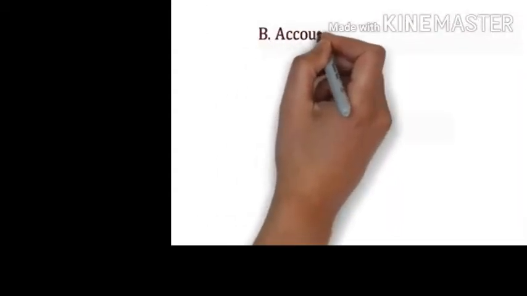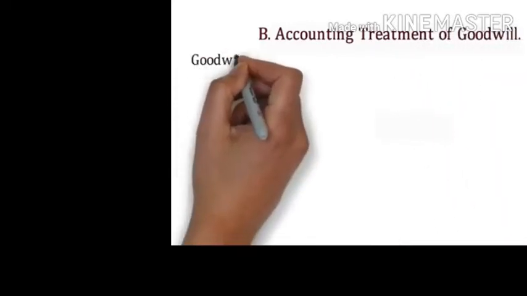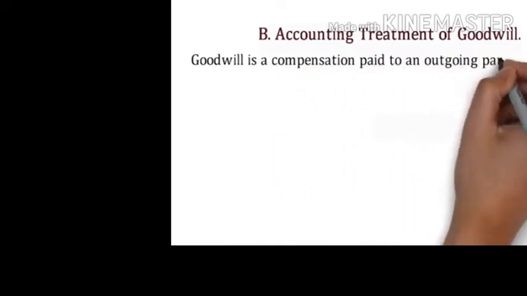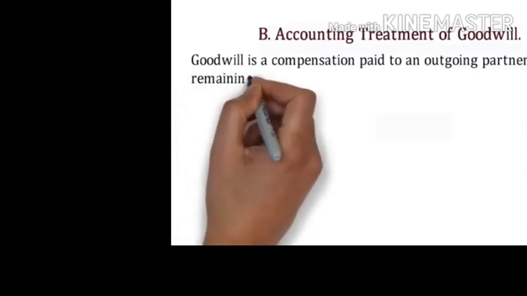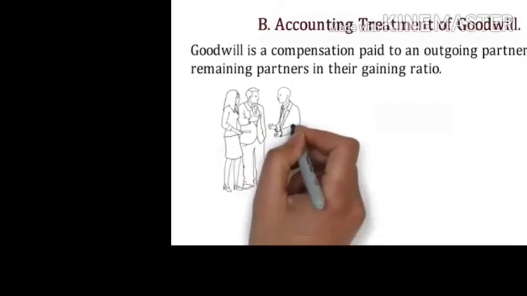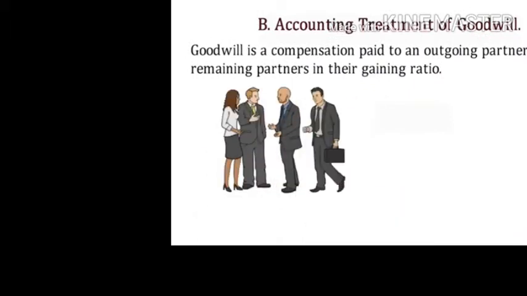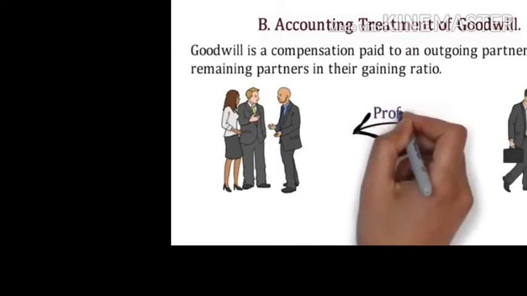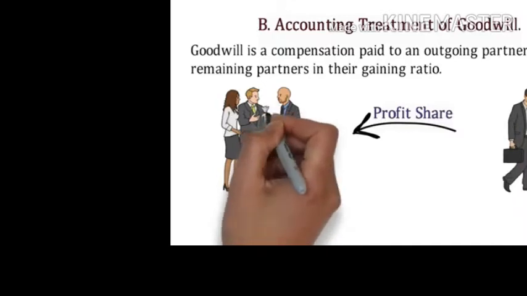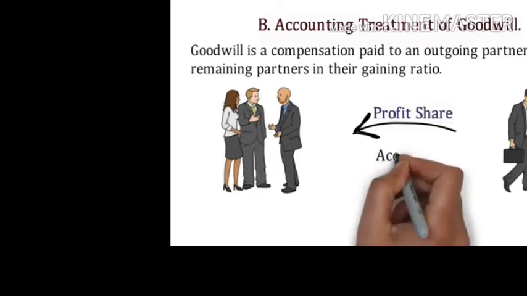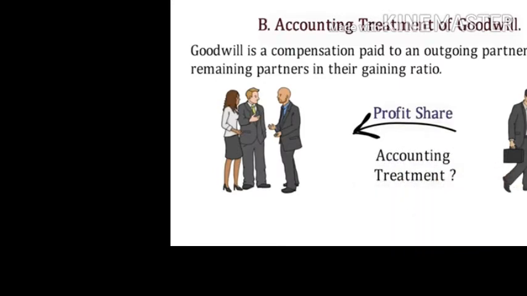Now we are going to start our second topic, accounting treatment of goodwill. As we know, when a partner retires from the business, we have to give their share of accumulated profit as well as goodwill to the retiring partner. So how much share we should give, that we have to see in the treatment of goodwill. See in this example, there is a partnership of 4 persons, 1 person retires, so we have to give profit share as well as some amount of goodwill to that person as a share of goodwill. That is called goodwill treatment.